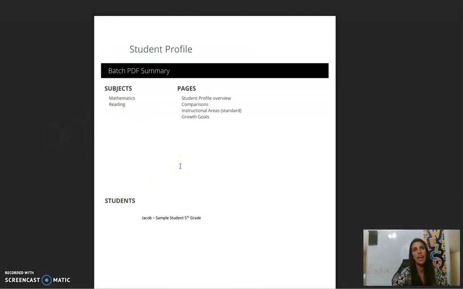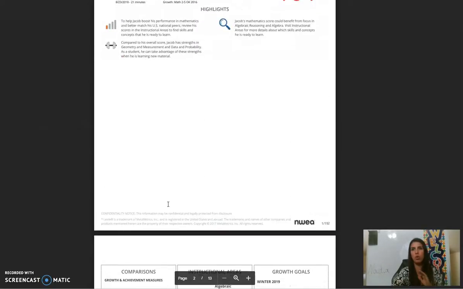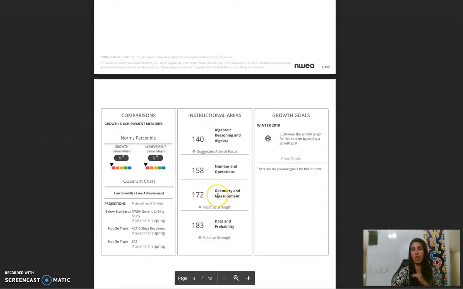So I was just looking at Jacob's test scores and wanted to share with you what I think we really need to focus on moving forward. Jacob really showed some great strengths in geometry and measurement and data and probability. So I feel like for those categories, he's doing well. What I would like to focus on, if you'll notice here where it shows algebraic reasoning and algebra, is the area that Jacob has the most opportunity for growth. So that's where I would like to start and where I would like to focus on with Jacob moving forward.